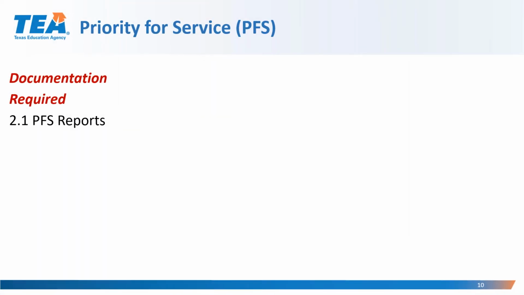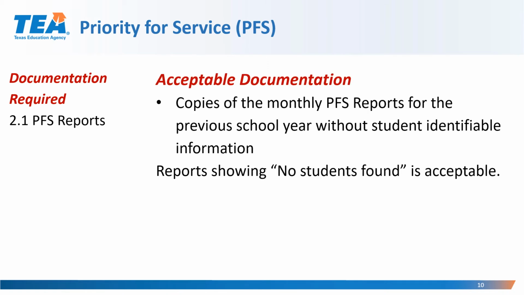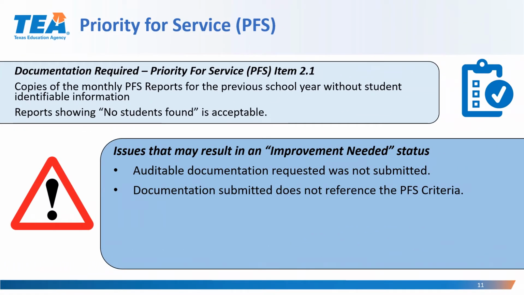Now let's talk about the documentation for this requirement. The first type of documentation required is the PFS reports. The acceptable documentation are copies of the monthly PFS reports for the previous school year without the student identifiable information. Reports showing no students found is acceptable. Again, the documentation for this requirement is a copy of the monthly PFS report from the previous school year without student identifiable information. Issues that might result in an improvement needed status: auditable documentation requested was not submitted, or documentation submitted does not reference the PFS criteria.